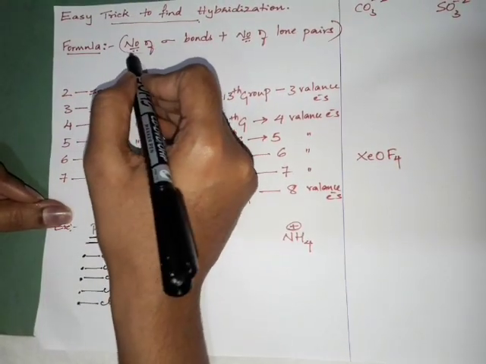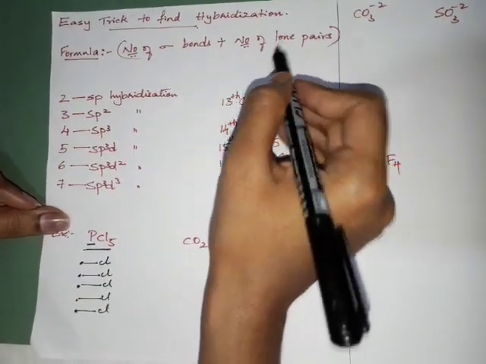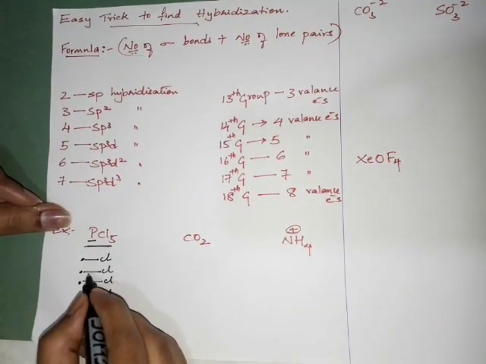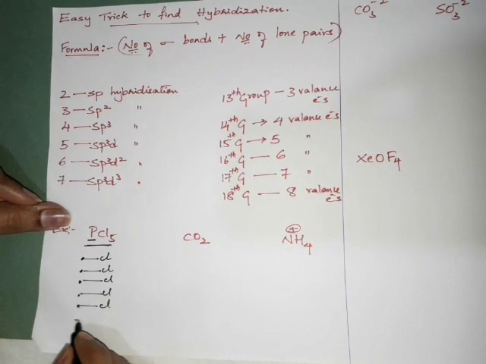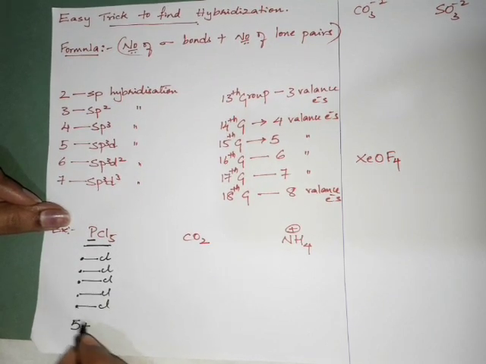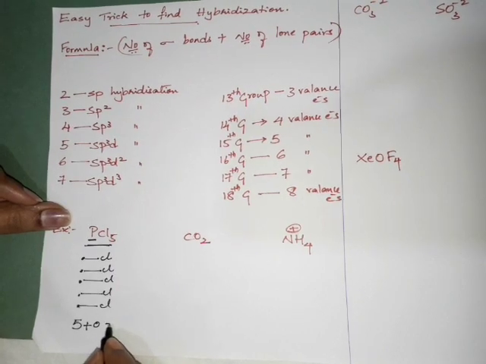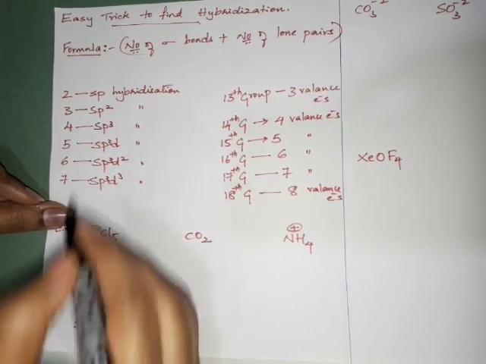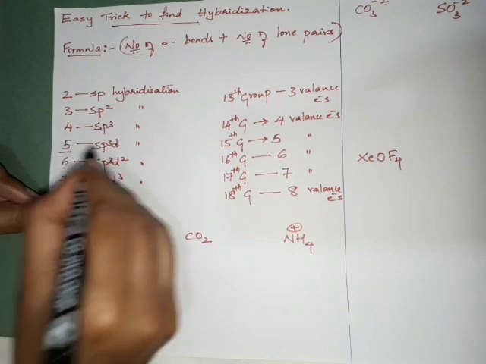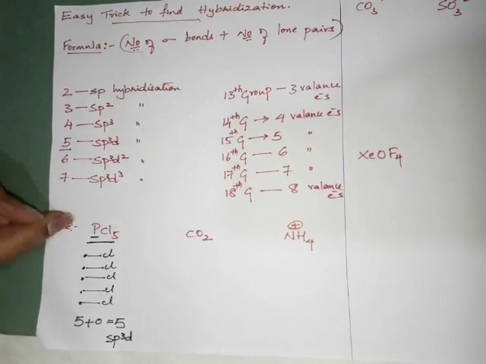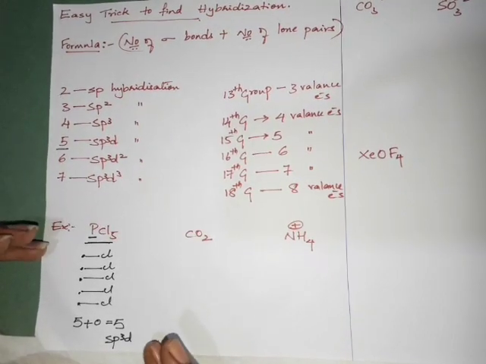What is the formula? Number of sigma bonds plus number of lone pairs. Fine. So count the number of sigma bonds here. 1, 2, 3, 4, 5. 5 sigma bonds you have plus lone pairs. See, you don't have any lone pairs here. It is 0. So you got a digit 5. So if you are getting a digit 5, what does it mean? The compound is showing sp3d hybridization. So this is how you have to do the workout.